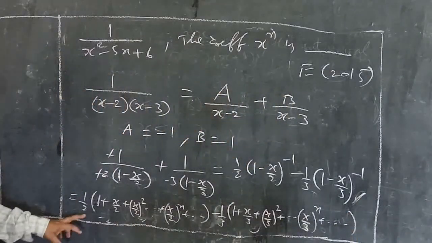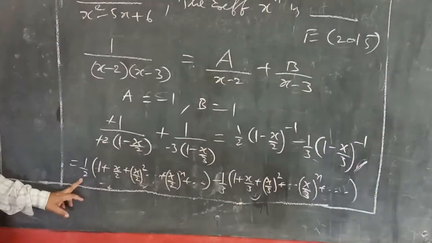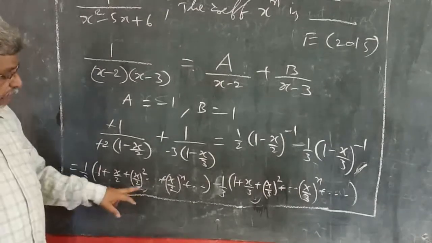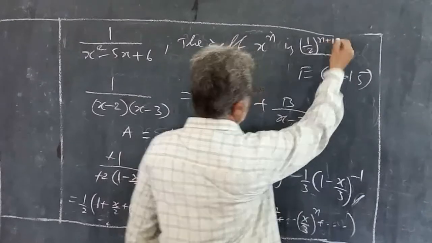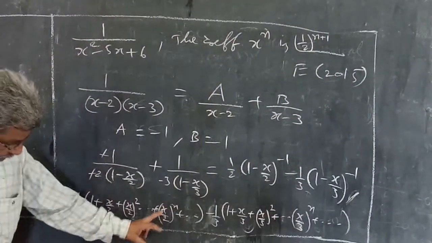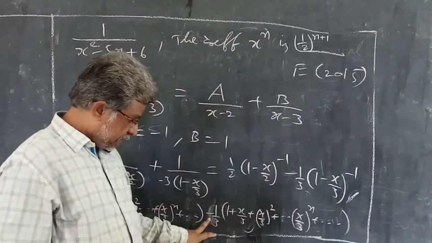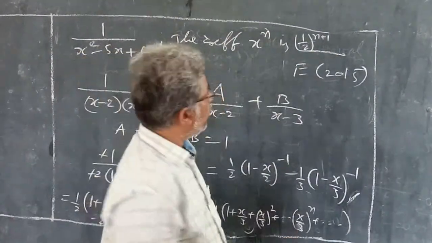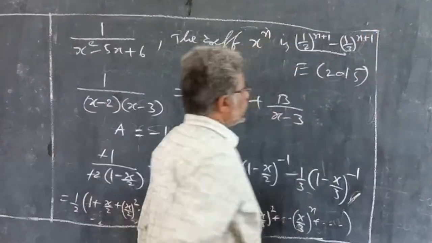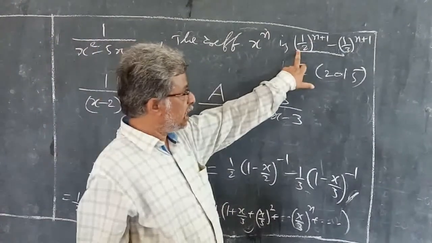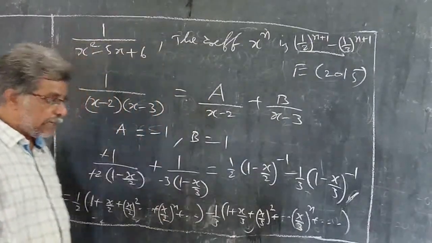Now, the x power n coefficient in this expansion is 1 by 2 whole power n into 1 by 2, which becomes 1 by 2 whole power n plus 1. And coming to here, minus 1 by 3 into 1 by 3 whole power n, so minus 1 by 3 whole power n plus 1. The coefficient of x power n in this expansion is 1 by 2 whole power n plus 1 minus 1 by 3 whole power n plus 1.